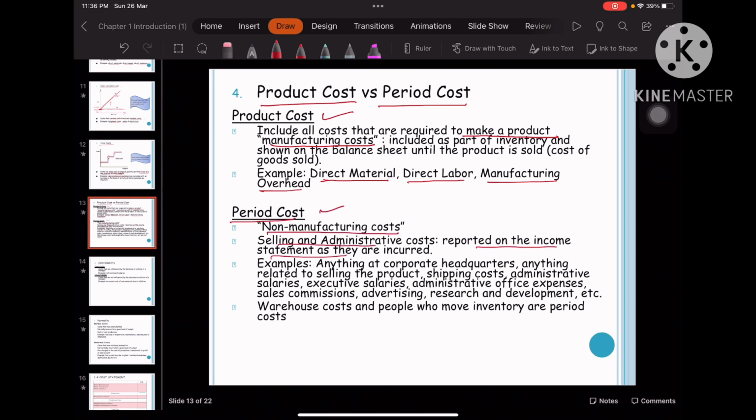Alright, period cost. Period cost is non-manufacturing cost. Non-manufacturing cost means anything other than manufacturing. It could be selling and admin. It relates to shipping, admin salaries, executive salaries, admin office, commission, advertising. So this is the cost that is not related to manufacturing.